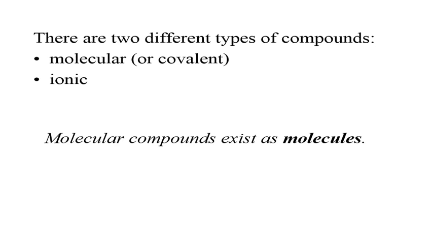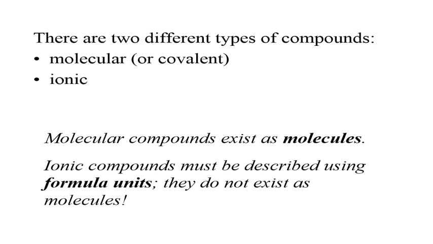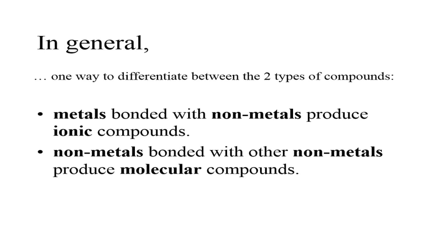Molecular compounds exist as molecules. Ionic compounds exist as formula units. So I'm going to say molecule, that's what you call them. If you have a repeating unit of an ionic compound, I have heard it called a molecule, but more accurately, I really think it should be called a formula unit. That's its name of the repeating unit. Okay, so that's one difference between the 2, if you want to be really legitimate about it.